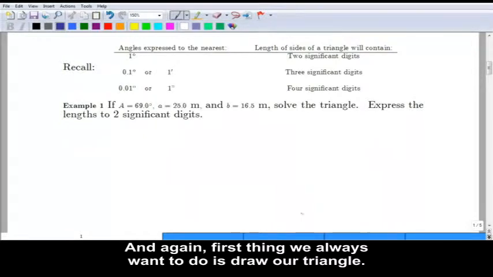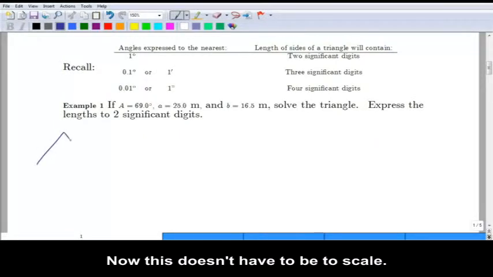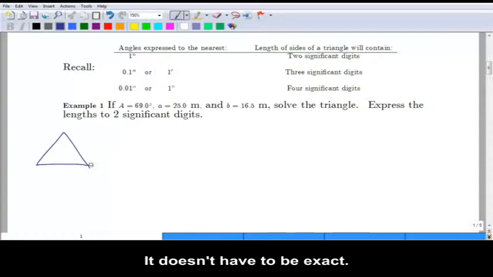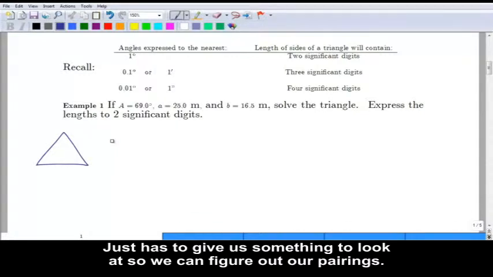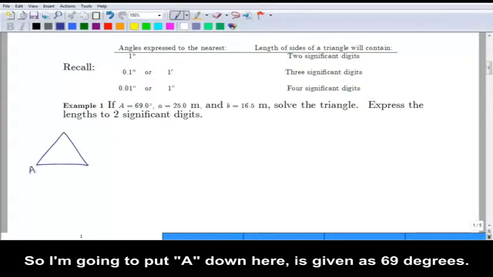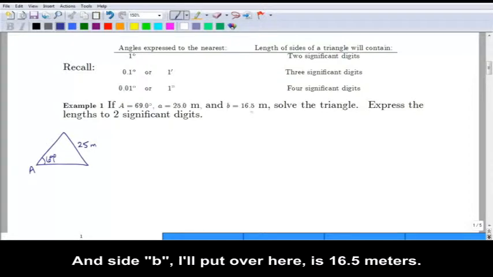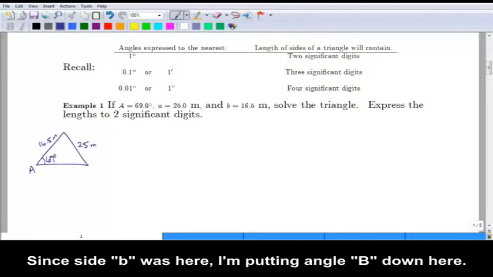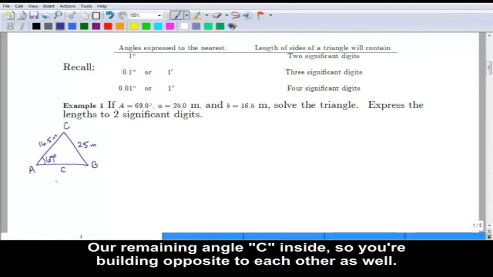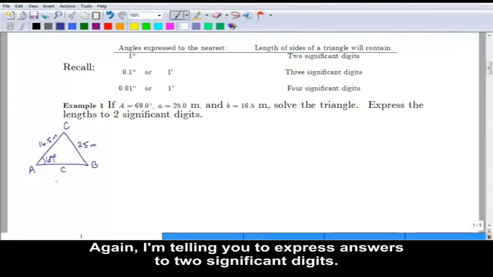And again, the first thing we always want to do is draw our triangle. Now, this doesn't have to be to scale, doesn't have to be exact, just has to give us something to look at so we can figure out our pairings. So I'm going to put A down here, was given as 69 degrees. Side A is opposite to it, is 25 meters. And side B, I'll put over here, is 16.5 meters. Since side B was here, I'm putting angle B down here. Our remaining angle C and side C are filled in opposite to each other as well. Again, I'm telling you to express answers to 2 significant digits.